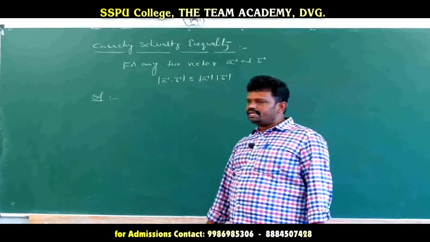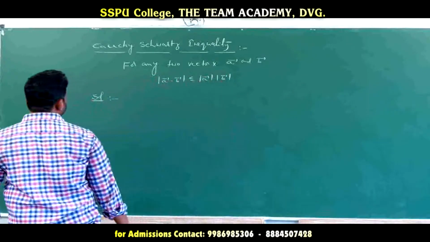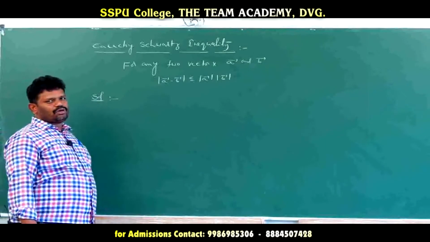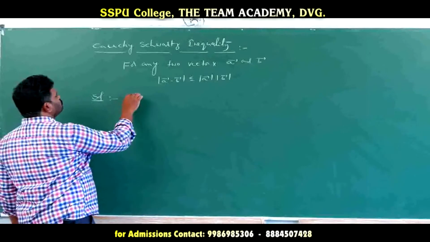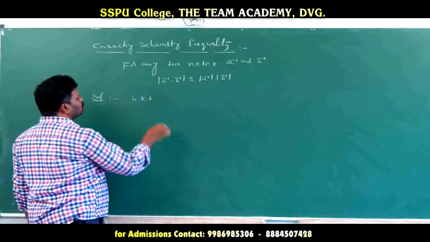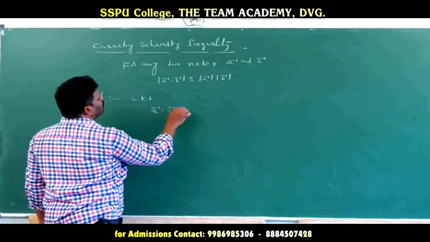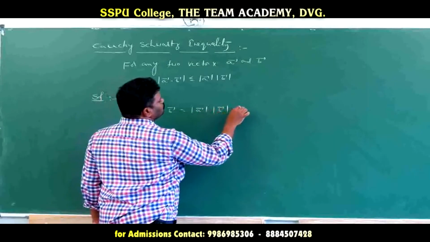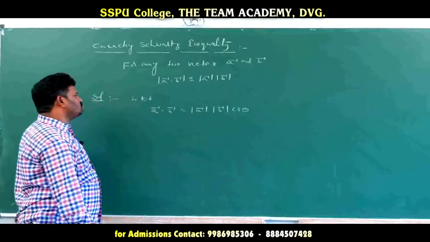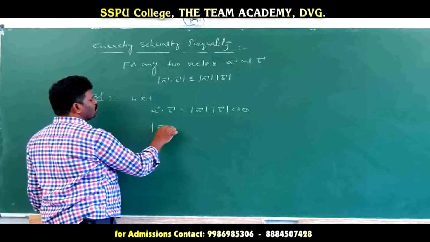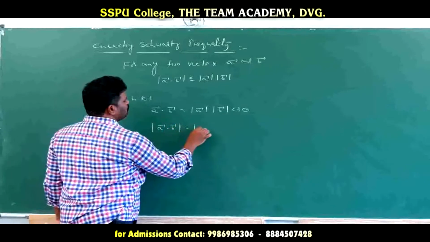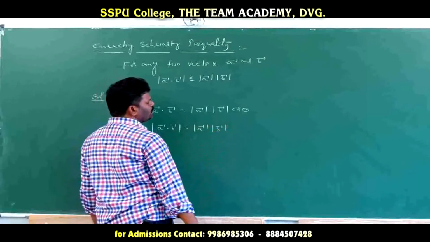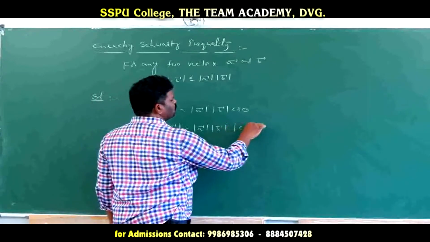So the Cauchy-Schwarz inequality. What we prove here is that for any two vectors A bar and B bar, the magnitude of A bar dot B bar is less than or equal to the magnitude of A vector times the magnitude of B vector. We already know that dot product means scalar product. A bar dot B bar is equal to magnitude of A bar into magnitude of B bar into cos theta. Now we apply magnitude on both sides. Magnitude of A bar dot B bar is equal to magnitude of A bar into magnitude of B bar into magnitude of cos theta.